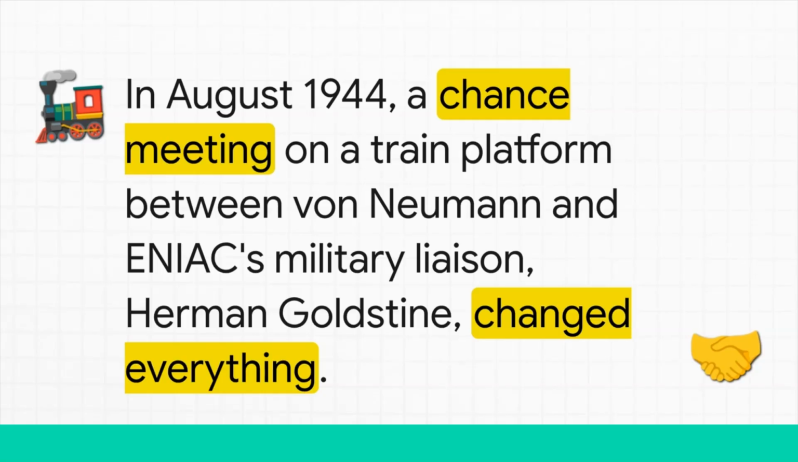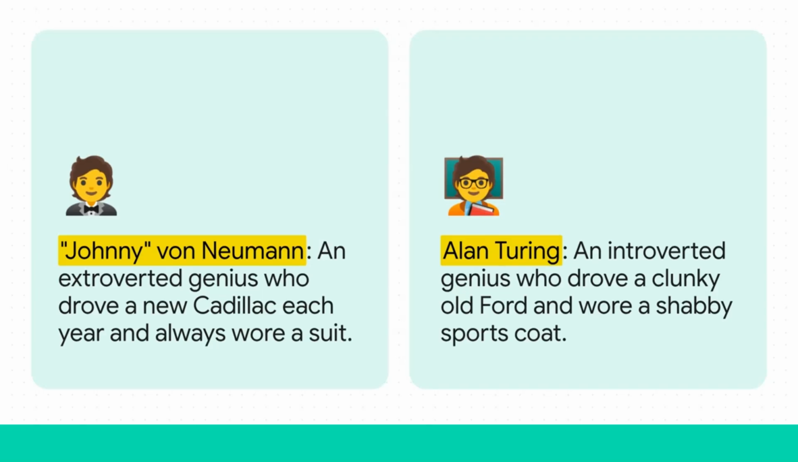Goldstein starts talking about this giant electronic calculator he's working on, and von Neumann, who was desperate for more computing power, was immediately hooked. Now, it is really important to point out, von Neumann didn't just pull these ideas out of thin air. He was hugely influenced by the theoretical work of Alan Turing. But man, personally, they could not have been more different.